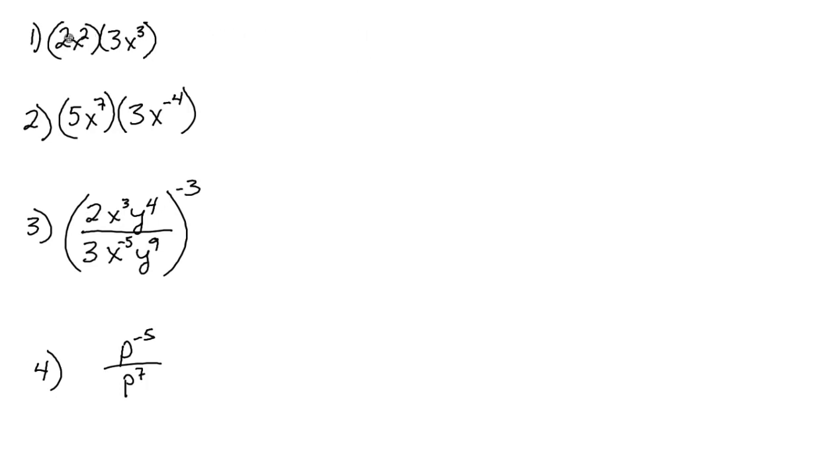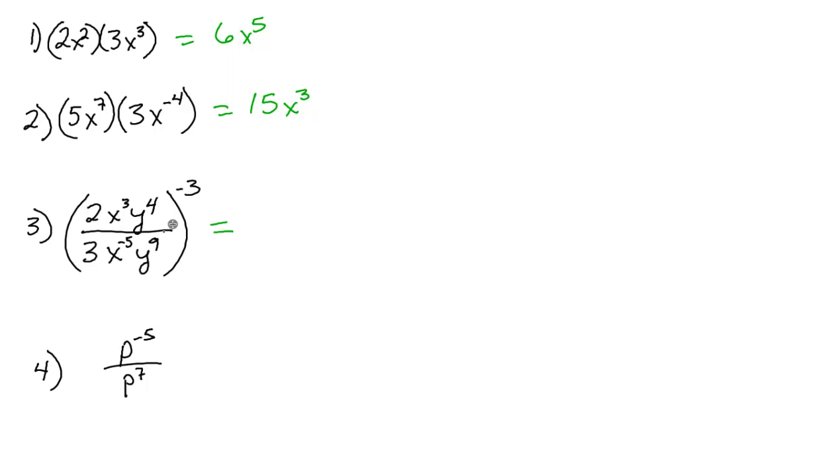Welcome back. So you've tried them, and now let's see what we get. We should have a 6x to the 5th. That's using the multiplication rule and adding the exponents. Notice the 2 and this 3 multiply to 6, but the exponents will add. On the other one, 5 times 3 is 15. x to the, what is 7 plus a negative 4? That is a 3, 15x cubed.